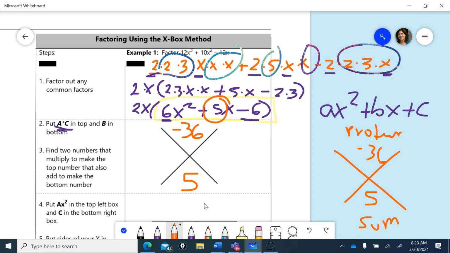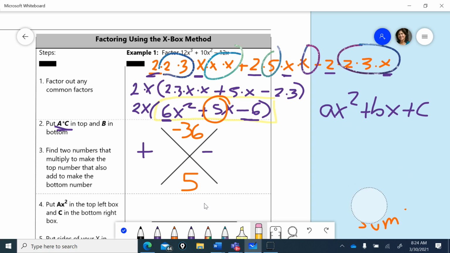So I need to start making my list. I'm going to make a list because I cannot think about those two numbers. So let me start making my list. If the product is negative, it means one number is positive, the other is negative. Why? Because positive times a negative is negative. So let's start looking for those two numbers.